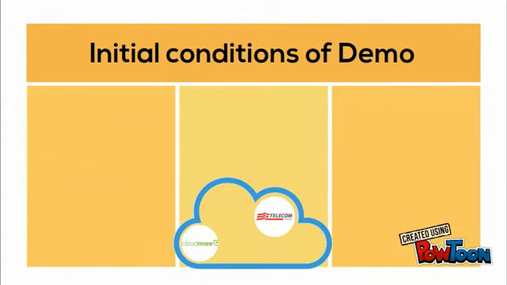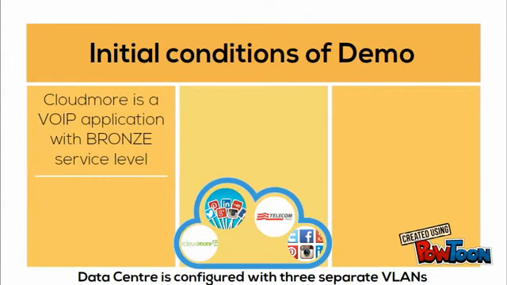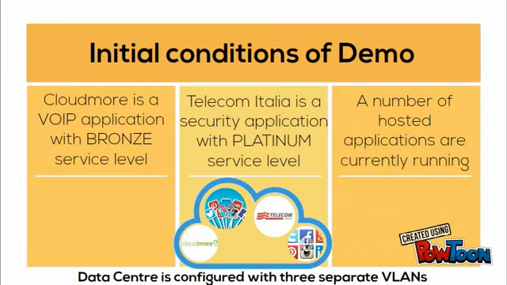In this demo, we see CloudWave applications running simultaneously in a cloud configured with 3 network segments. The CloudMore video conferencing application, which provides internet-based communication services between users. The Telecom Italia security monitoring application, which activates when motion is detected and captures video to disk, and requires high quality of service when activated. And a number of third-party applications running on various nodes in the cloud.